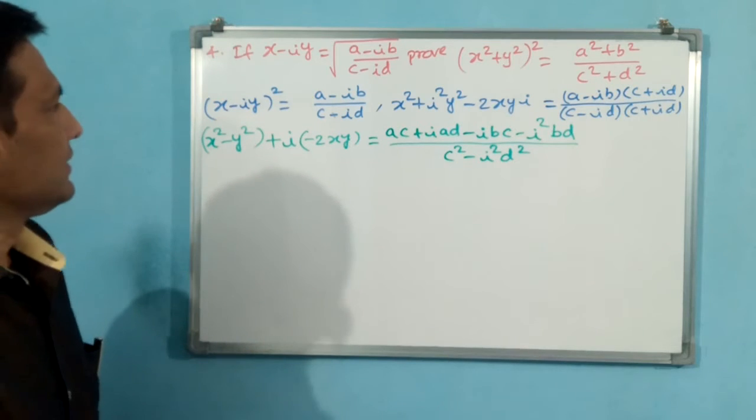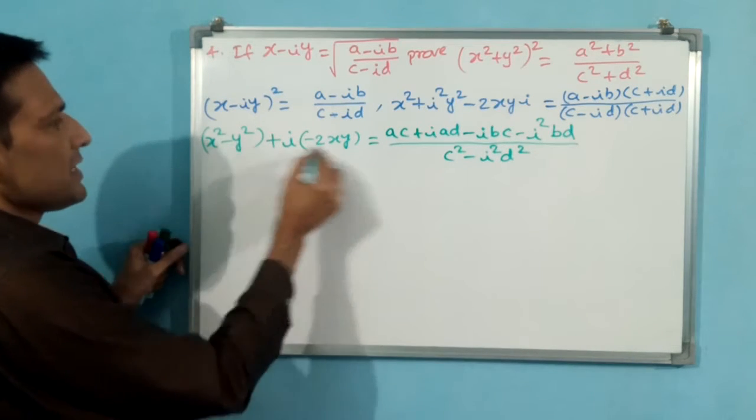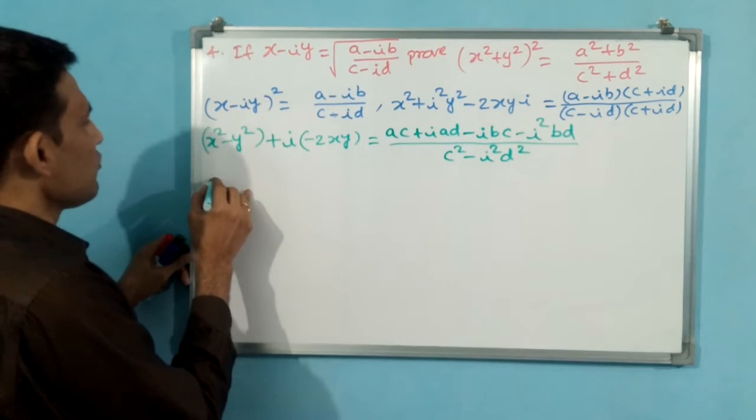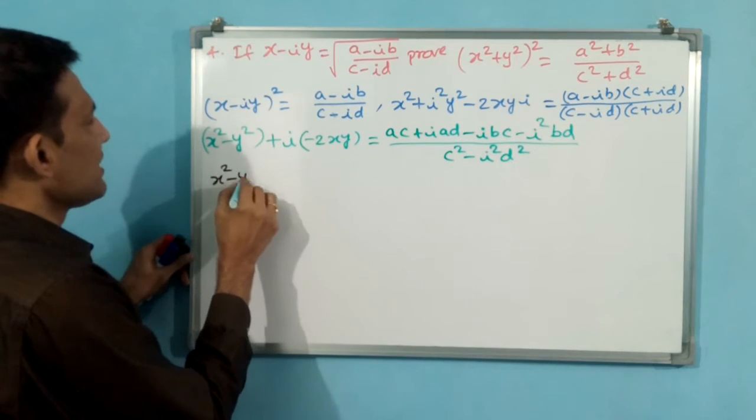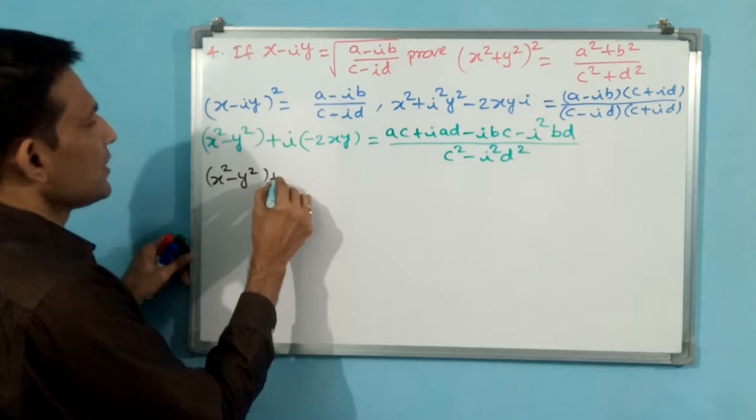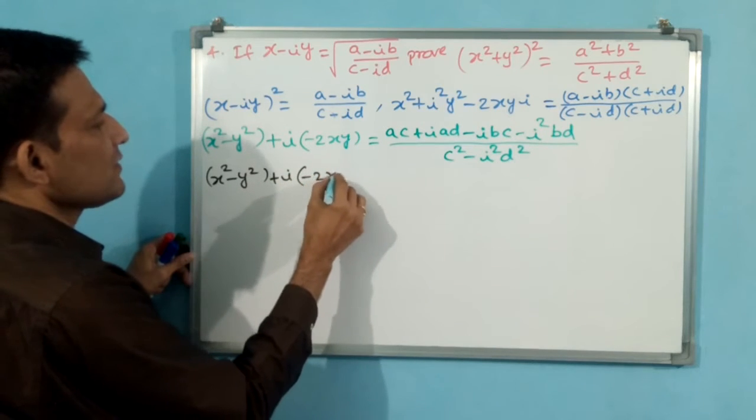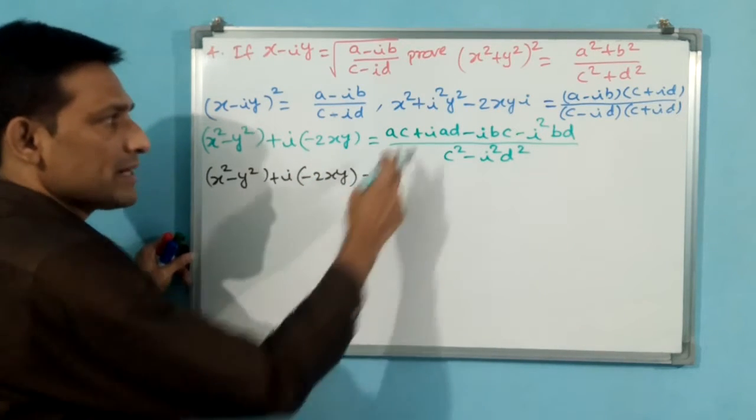We will write here again. This LHS is not going to change. The same thing I am going to write: x square minus y square plus i minus 2xy. This will be like this only, but this is going to change.